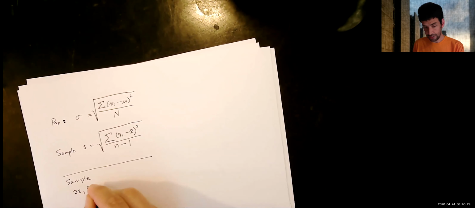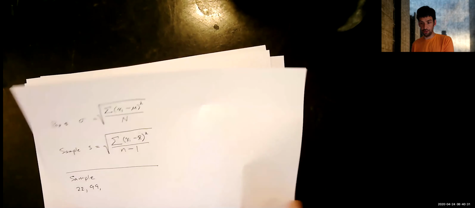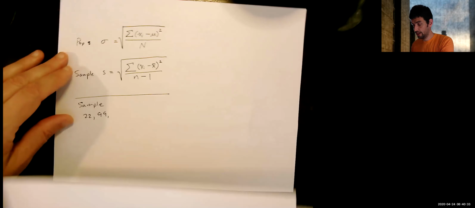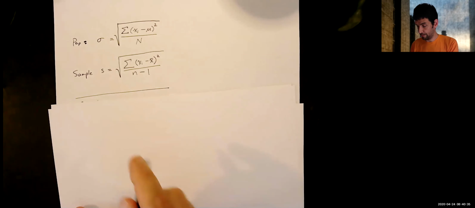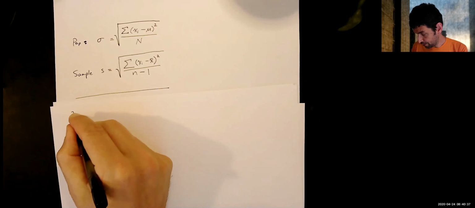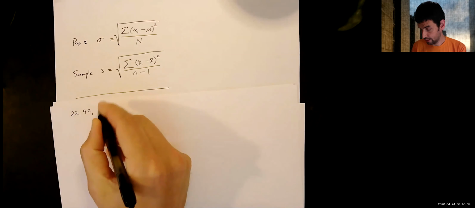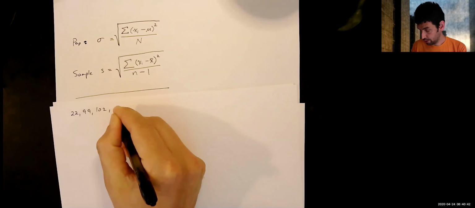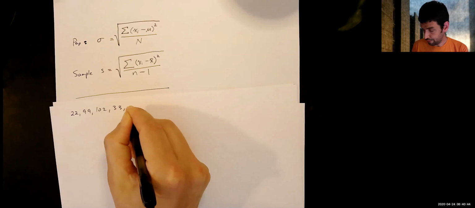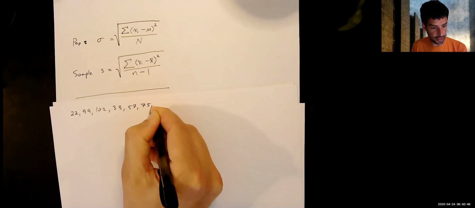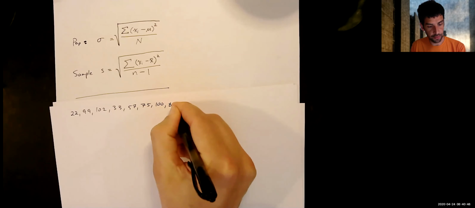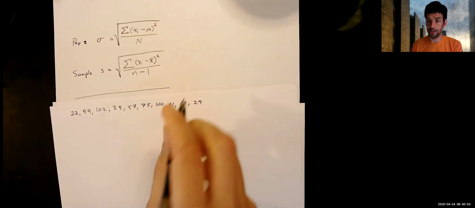Actually, let's do this on a new sheet. I'll keep this nearby, but since this is a big computation, here's our data: 22, 99, 102, 33, 57, 75, 100, 81, 62, 29.